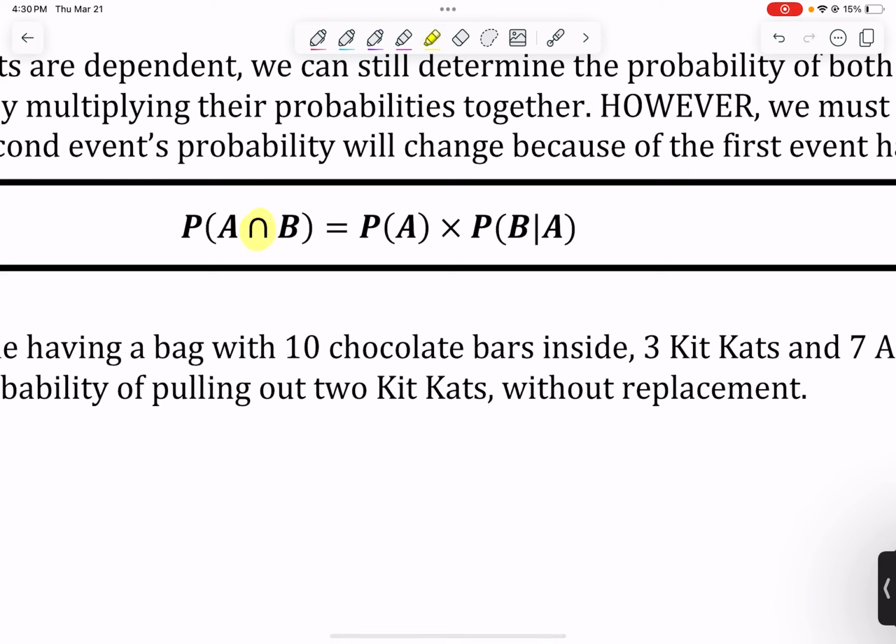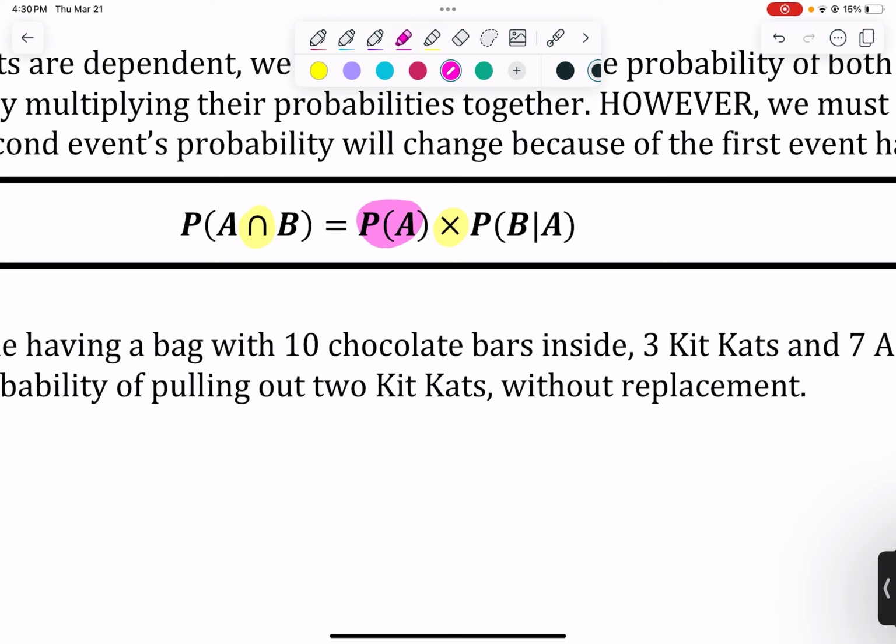I'm still talking about an "and" situation, so I still have that intersection. Because of that "and" situation, I still have multiplication. My first event probability isn't impacted by anything because nothing has happened yet. But for my second event probability, I have a little bit of a different notation.